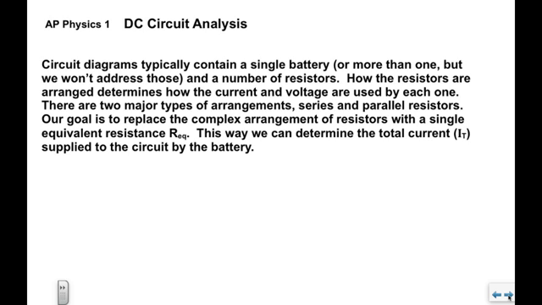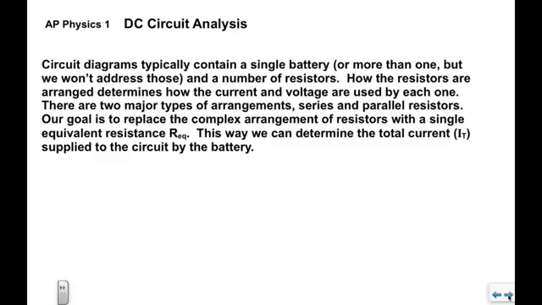Now, circuit diagrams in our cases will contain a single battery. We could have more than one, but we won't deal with those. And a number of resistors in a particular type of arrangement. How the resistors are arranged determines how the current and the voltage are used by each one. There are two major types of arrangements. They're called series and parallel resistors.